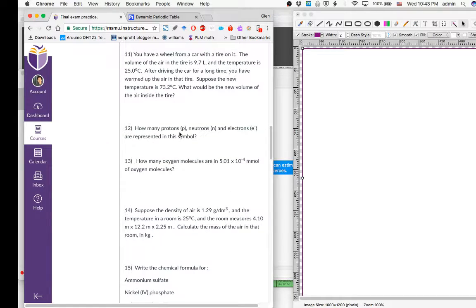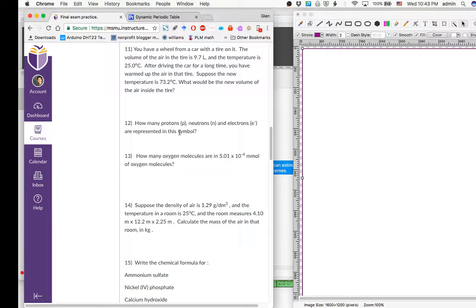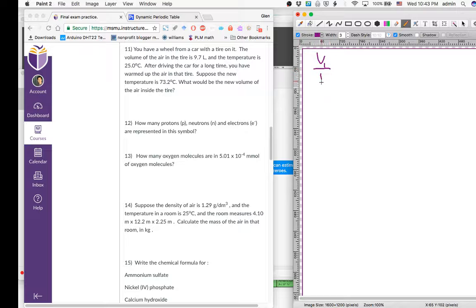All right, so number 11. I got a wheel. Okay, so obviously this is volume and temperature. So it's a volume and temperature problem. This is a Charles law problem. Charles law says that the volume that you have at first divided by the temperature that you have at that time is going to be equal to the volume that you have after some change divided by the temperature that you have after that change.